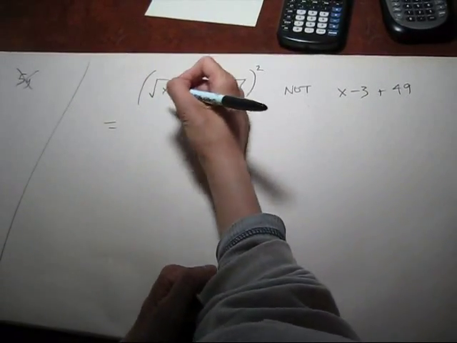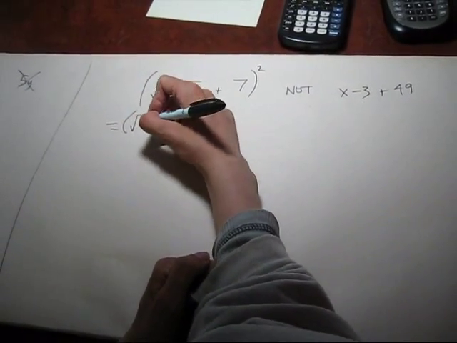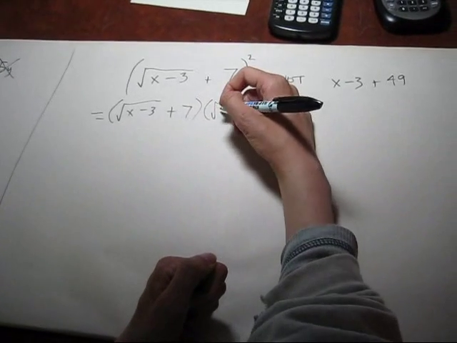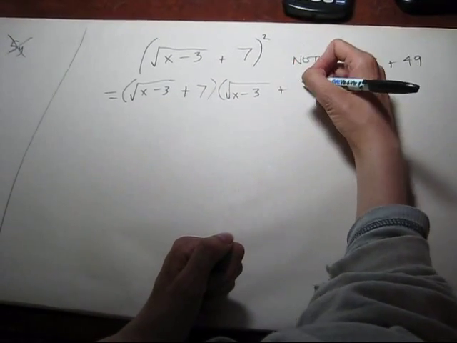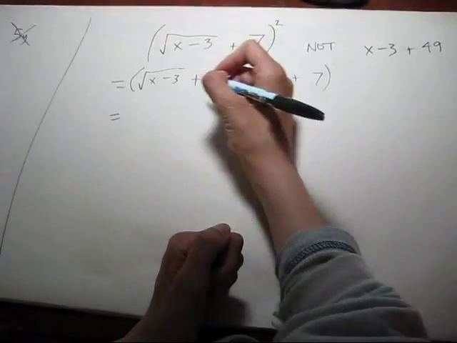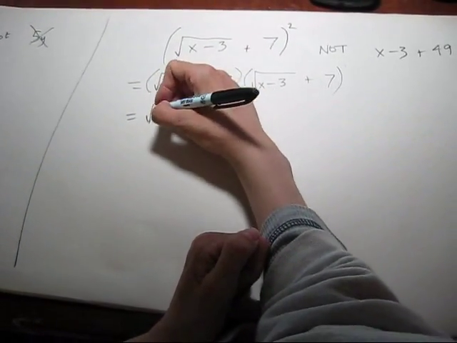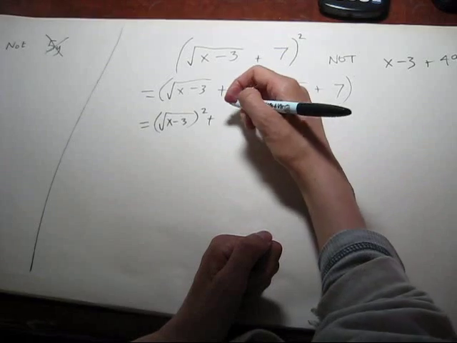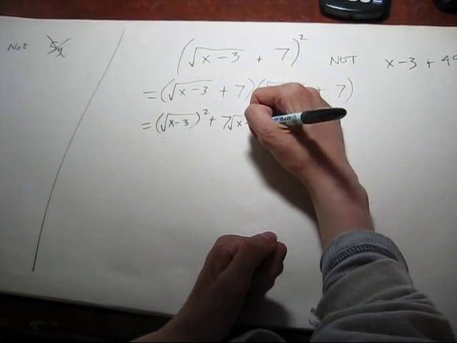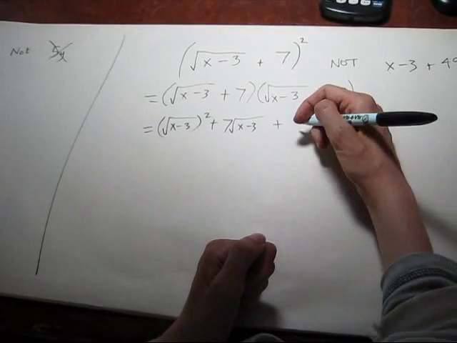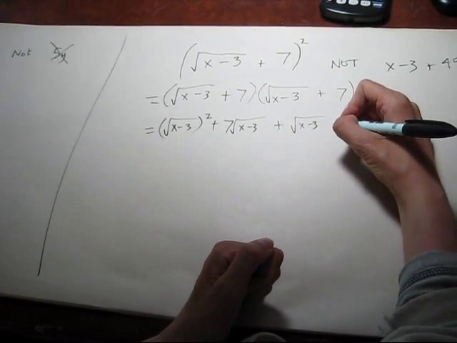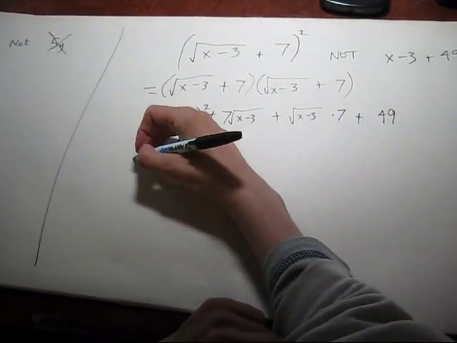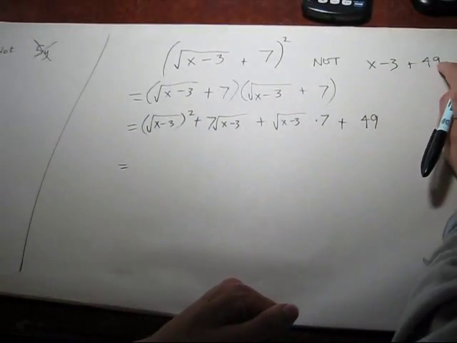Here's the reason. Well, squaring really means that we're multiplying something by itself. Let's FOIL. So this times this, we're going to have square root of x minus 3 squared plus 7 square root of x minus 3 plus, this times this, square root of x minus 3 times 7, and then plus 49. Okay. We've got more than just this.